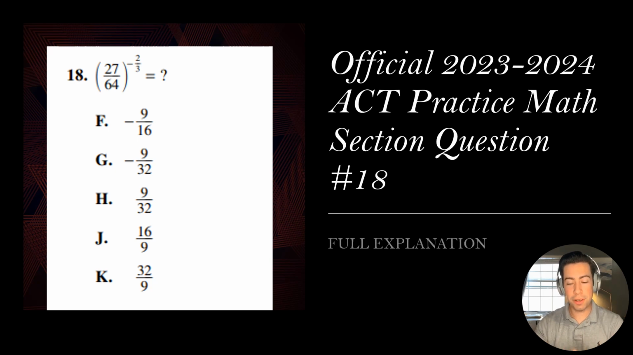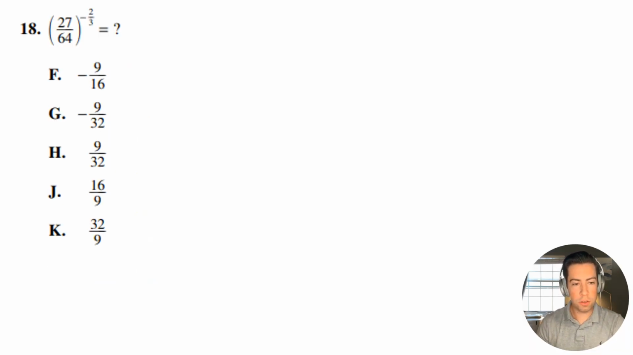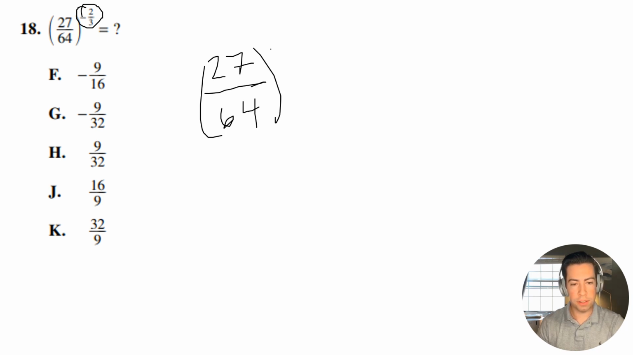Okay, question number 18, let's get right into it. So I have 27 divided by 64 in parentheses, which is going to be taken to the negative 2/3 exponent. So we're going to have to use some exponent rules here. So we're going to have 27 over 64, and again, this is all taken to the negative 2/3.